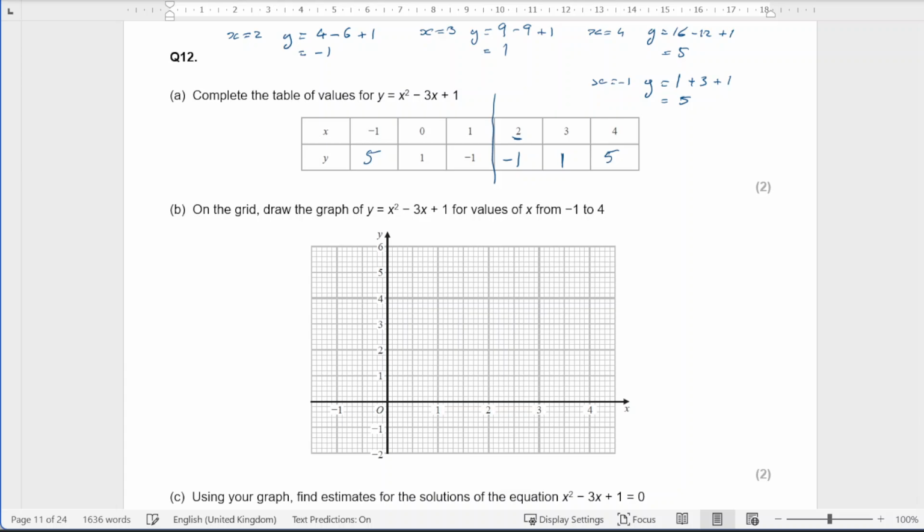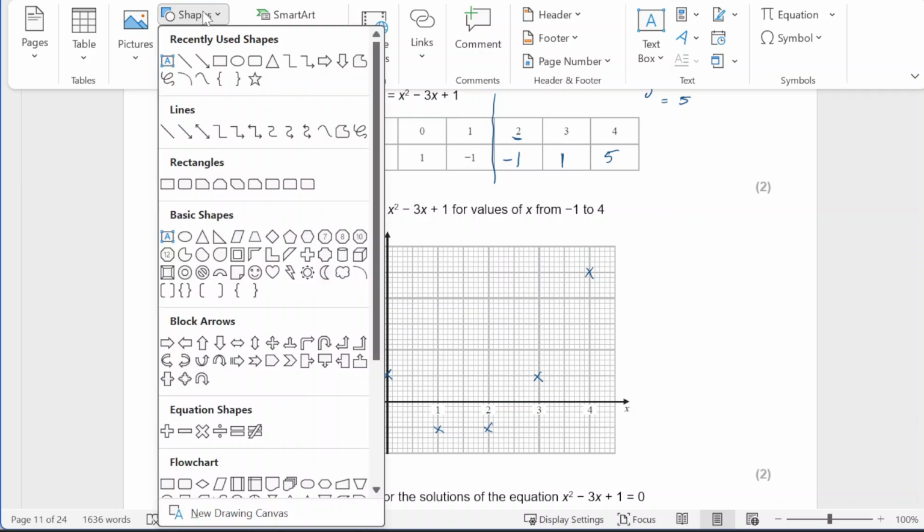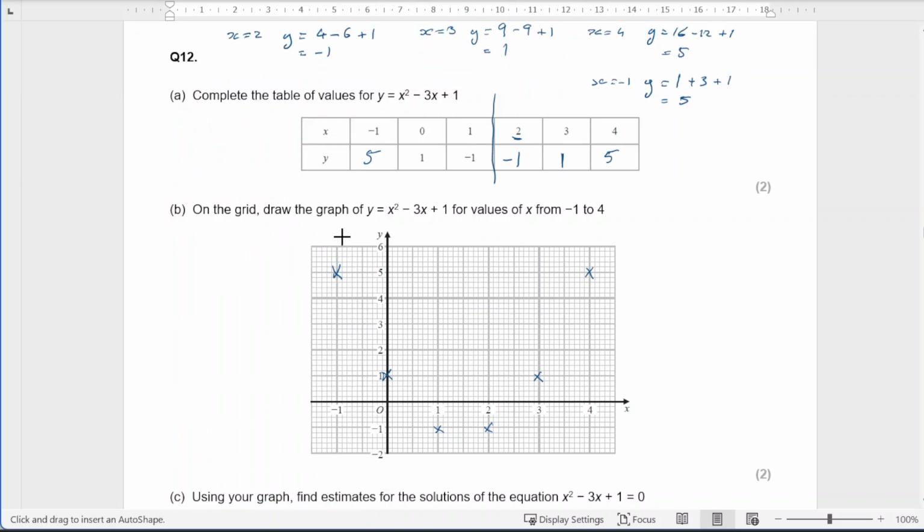Then I'm going to join them up. Then I'm going to plot these points. So minus 1, 5, that point there, 0, 1, that point there, 1, minus 1, that point there, 2, minus 1, that point there, 3, 1, that point there, and 4, 5, that point there. And then I finish off by joining them up with a curve. So a quadratic graph would have a curve. So you're going to have to do it freehand. To do it freehand, you keep your wrist on the inside of the curve.